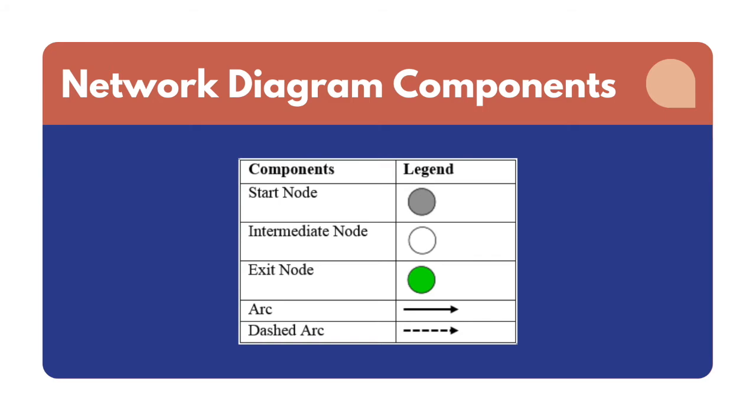So going through the components of a network diagram, there are 3 colored nodes and 2 types of arc. Gray denotes the start node where occupants will come from. White denotes the intermediate node where occupants will pass by coming from their current place to the exit. And green stands for the exit node where occupants will proceed to escape the building. So next is the arc, which embodies the connection between two nodes that represents the flow direction of occupants. However, a dashed arc is also a connection when occupants need to go to a different floor.